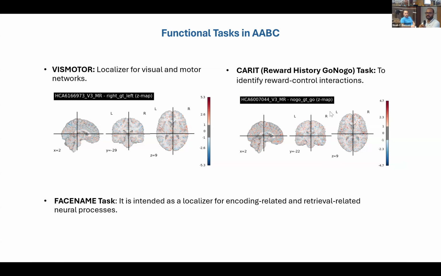Some more interesting things about the dataset. There are three tasks they have the participants do. One is the visual-motor task, which acts as a localizer for visual and motor networks. Then they have a carrot task, which is a modified go/no-go task that includes rewards, so it identifies reward-control interactions. And then they have a face naming task, which acts as a task for memory encoding and retrieval.